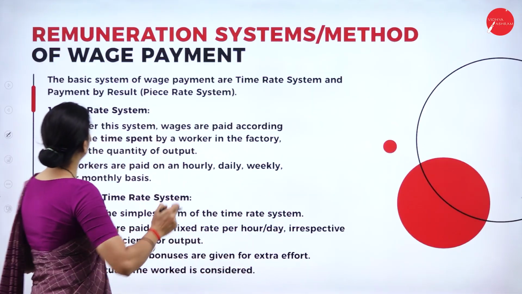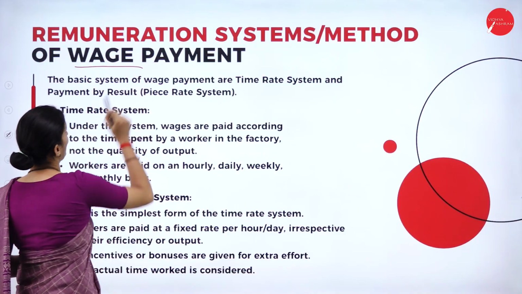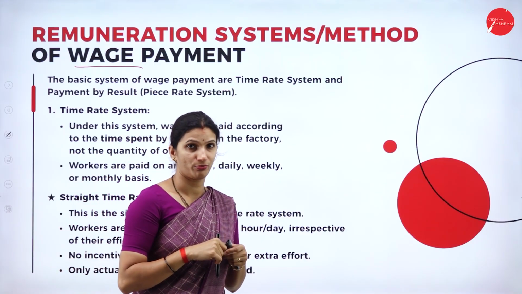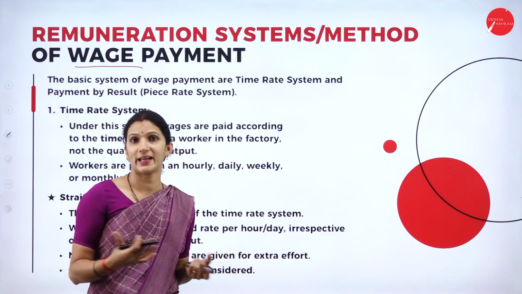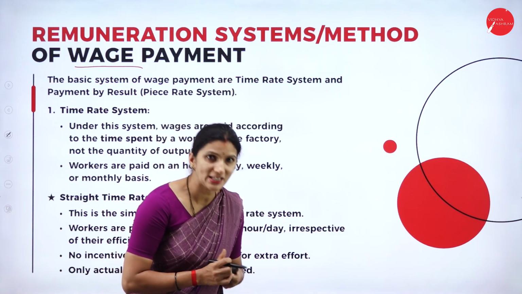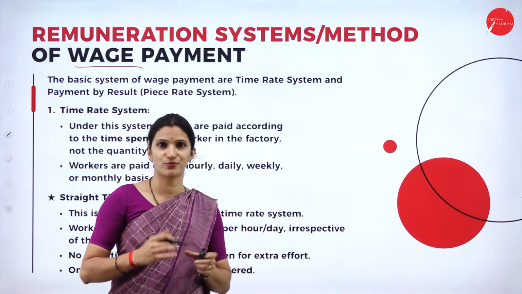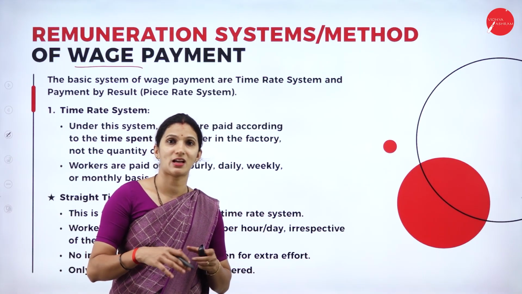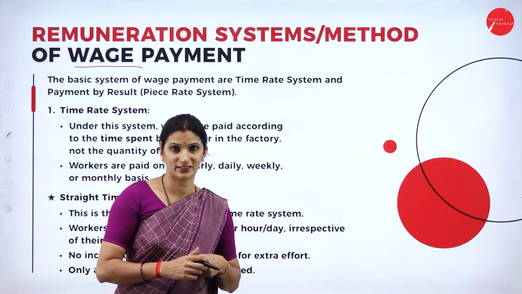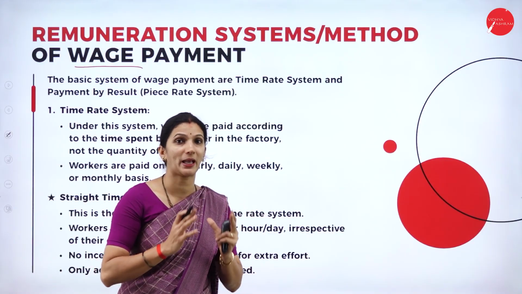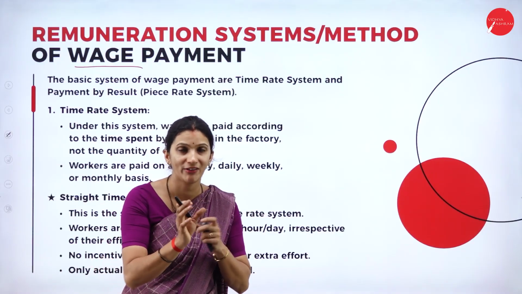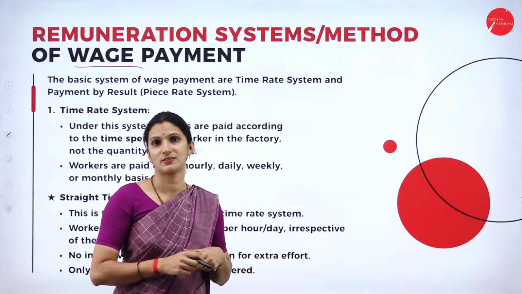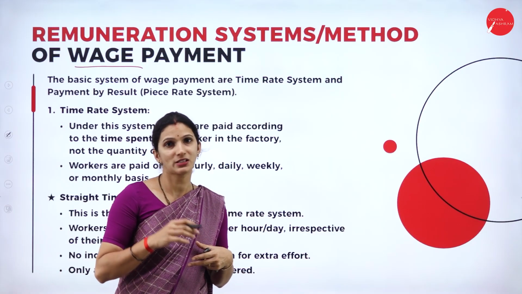Then we have the remuneration system, or method of wage payment. The remuneration system is one of the complicated administrative aspects of personnel management, because it directly influences the efficiency level of the workers and how motivated they will be by the organization. That means remuneration, or payment, is the first motivation they have from the organization. That's why it is one complicated aspect of labor or personnel management administration.